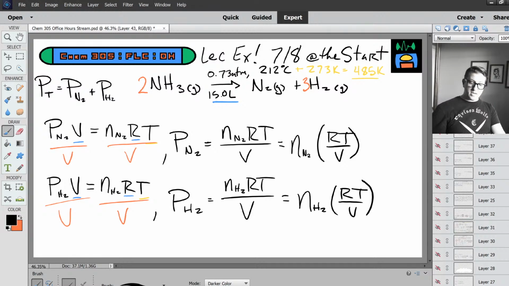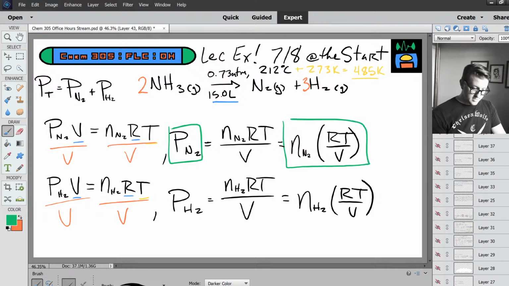All right, the reason why I'm going to do this is we now have an expression. The pressure of N2 is equal to this. We're going to substitute it in here.